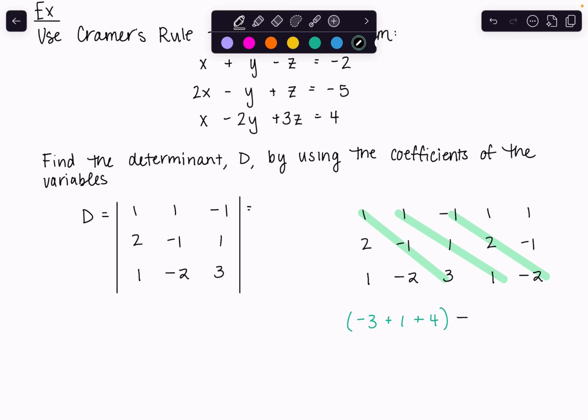And then I'm going to subtract, doing the same thing, but on the off diagonals. So multiplying those gives me positive 1. Multiplying those gives us negative 2. And multiplying those gives us 6.